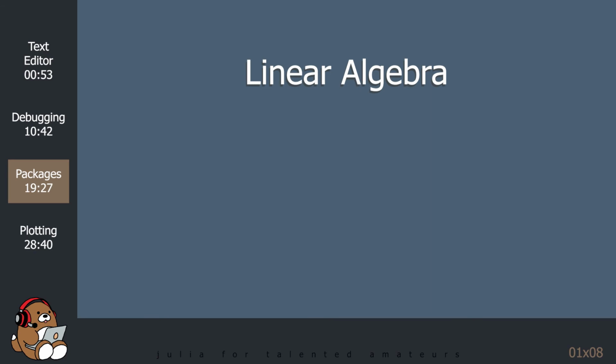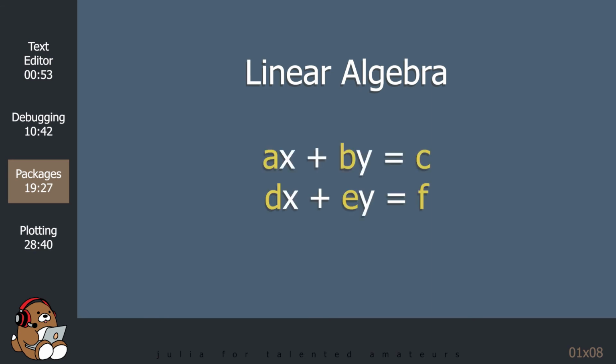Let's use the following example. ax plus by equals c, dx plus ey equals f. A, b, c, d, e, and f are known constants. X and y are unknown variables. Find the values of x and y that solve both equations.